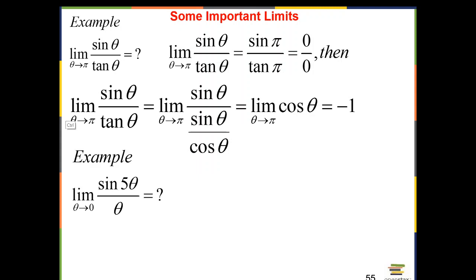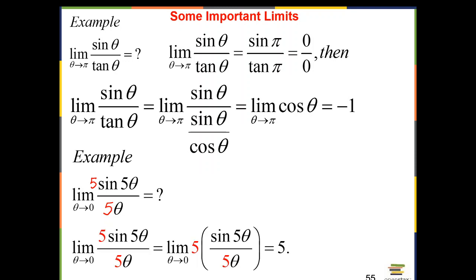What about this one? Well, this one doesn't look like sine of something over something, but what if we make it look like that? What if I put a 5 here? That we don't know how to do it. That's just 1. But I can't just put a 5 here. I have to put a 5 here too to compensate for that. But then that's the answer, right? We can write it as 5 times that. And this we know is 1. So 5 times 1 is 5.